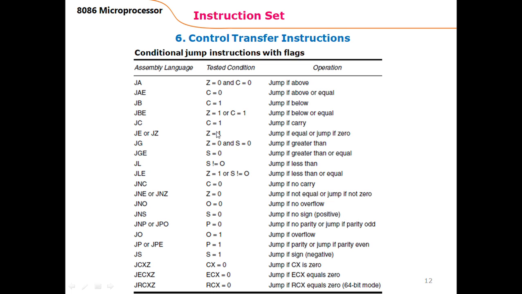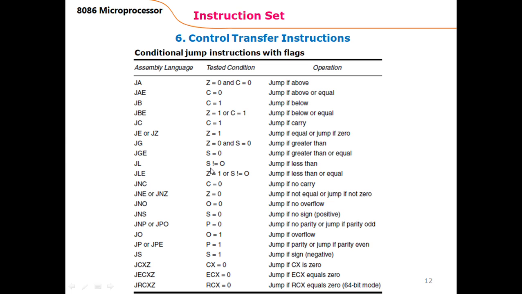Jump if carry tests only the carry flag. If it is 1, then it jumps, or if it is 0, then it doesn't jump. Jump if equal or jump if 0, these are the two alternatives of each other. So both of these instructions check the Z flag only. But JG, which is jump if greater than, checks two flags. Jump if greater than or equal checks only the sign flag. Jump if less than checks only the sign flag.